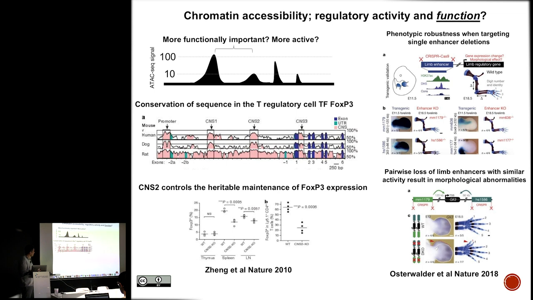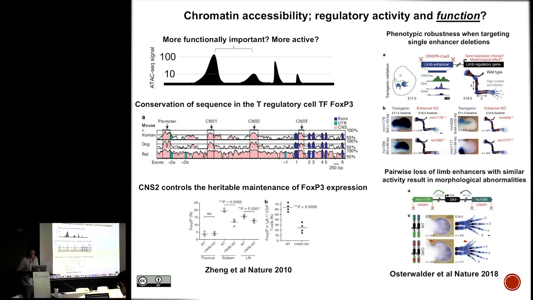And what they did was they generated mouse knockouts for each one. And just to summarize, what they found was that this enhancer here has a dramatic impact on T regulatory cell function. So if you knock out the CNS2 enhancer, you lose Tregs, you lose the ability to express FOXP3. Okay. Now, this is a really nice example where they found an enhancer that actually has a function in terms of the cell.